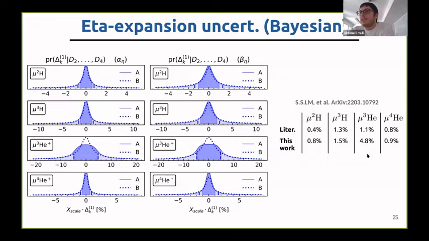So probably that expansion in these muonic atoms converged much slower than what was previously expected. And it will be good to reevaluate this polarizability correction in this muonic atom using a formalism that does not involve at all this expansion.